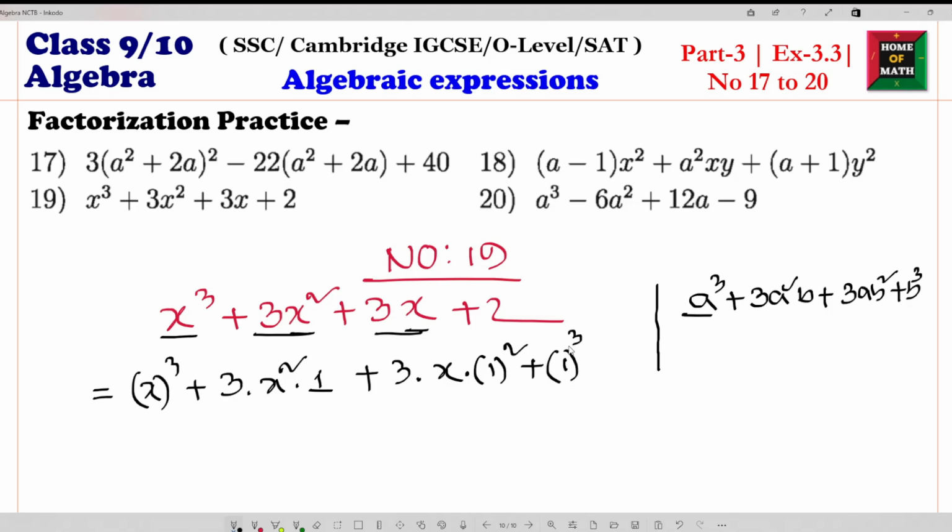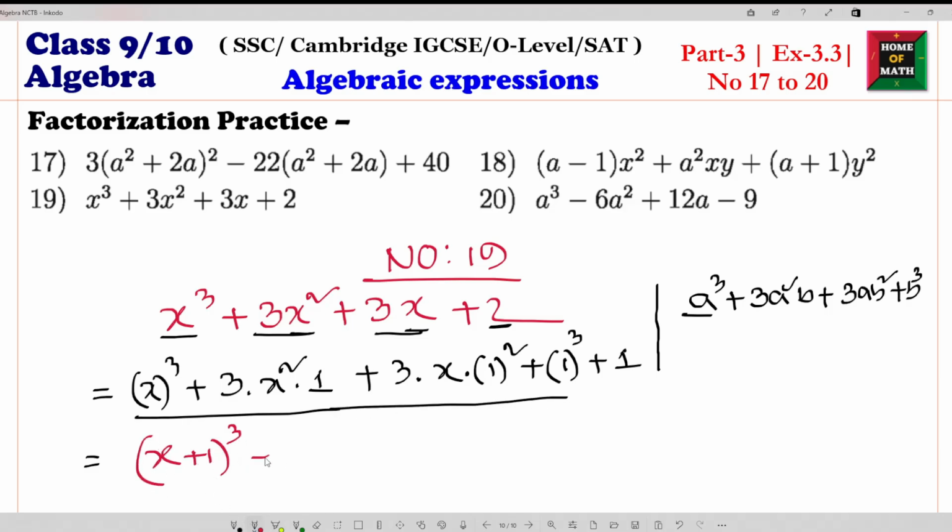Look, here is a 1 cube, but here is a 2, so we can add 1, right? So the total thing, this one will become x plus 1 whole cube, plus 1 cube. So this is the rule of a plus b whole cube.